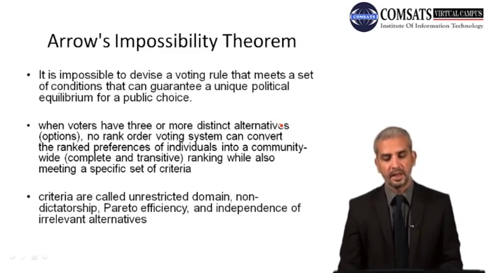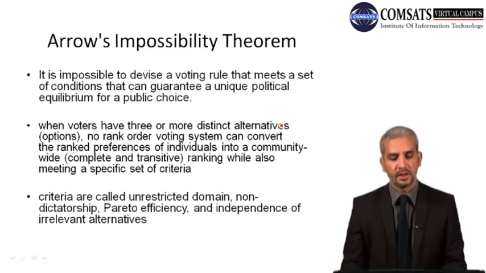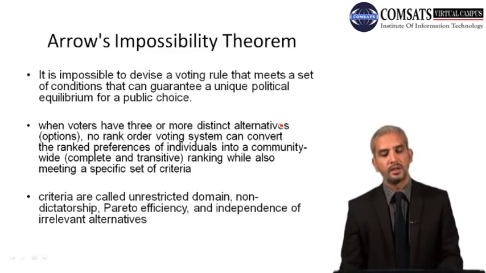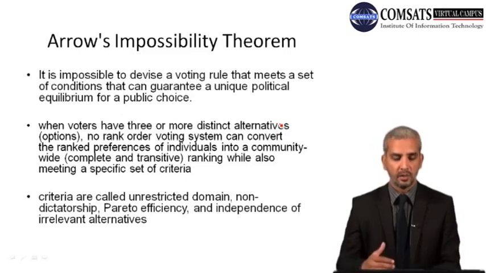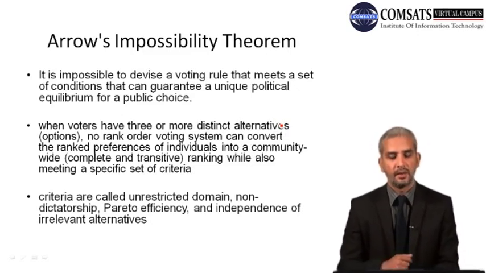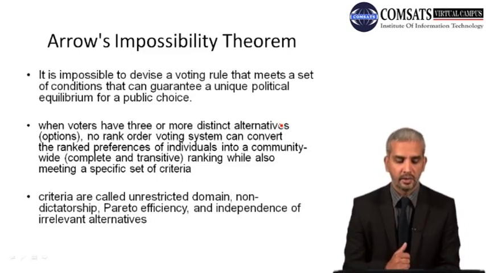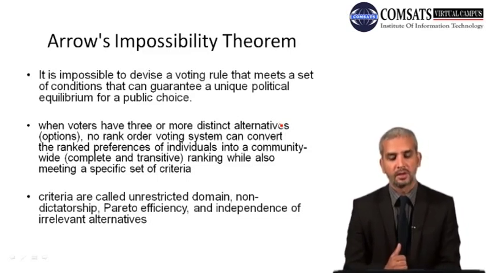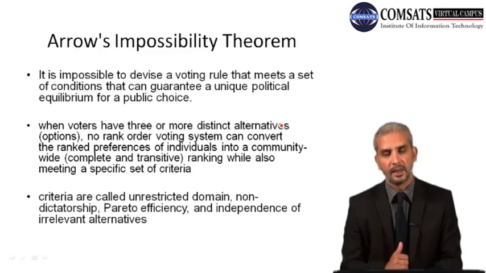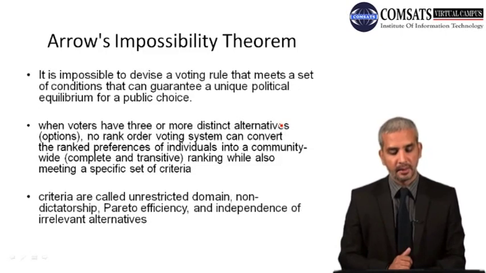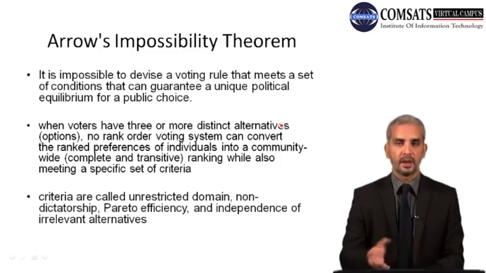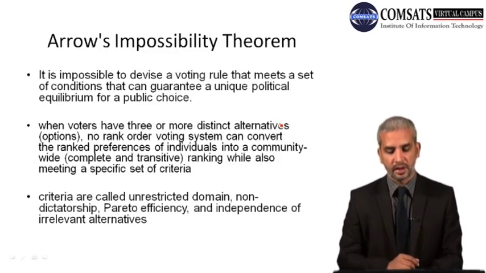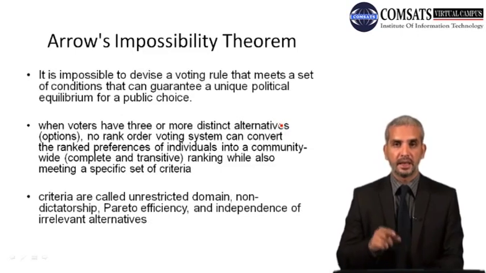Now that would take us to Arrow's impossibility theorem. It is impossible to devise a voting rule that meets a set of conditions that guarantee a unique political equilibrium for a public choice. Now, what does that mean? When voters have 3 or more distinct alternatives, options, no rank order voting system can convert the rank preferences of individuals into a community-wide ranking while also meeting a specific set of criteria. That would mean that no voting system, for example, in this sort of scenario, can convert the rank preferences of individuals into community-wide complete and transitive rankings.